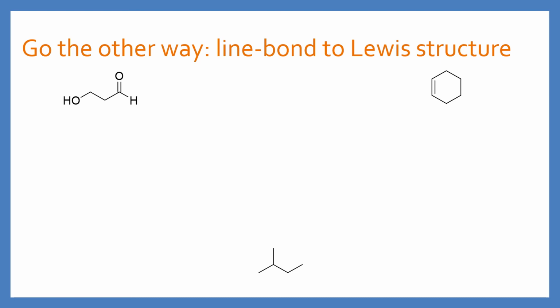Okay, so let's go the other way. Let's take these line bond structures and draw out the Lewis structures. And I think already you're going to start to appreciate the simplicity of a line bond structure when you have to draw out all of these carbons and hydrogens. So go ahead and pause the video and take a second to do this yourself.